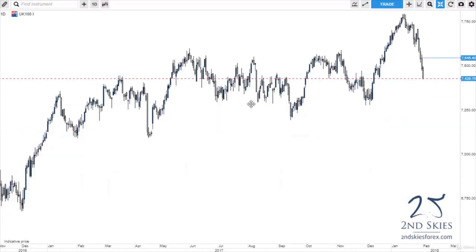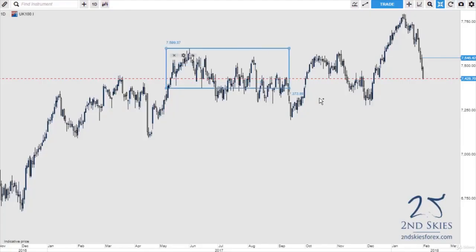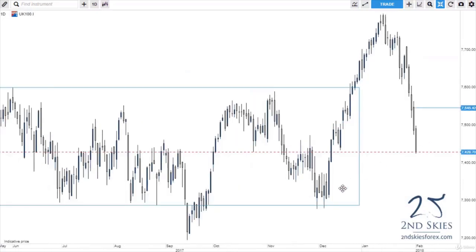Now for this one, what I'd like to do is mark this structure here. You can see that there is this corrective structure that we had been in since May of last year. So Q2, Q3, Q4, all of last year, several months, we were stuck between 72.25, 72.5, and 76. Towards December, though, we had a very bullish impulsive run. We broke out of it, just climbing. It went to about 78, and then the market started to sell off.